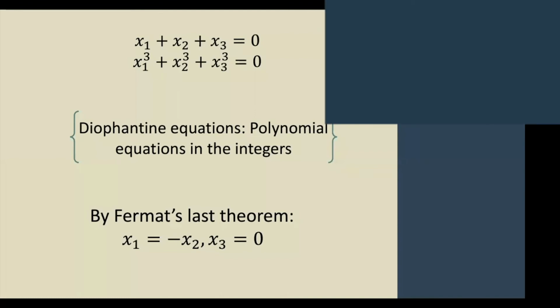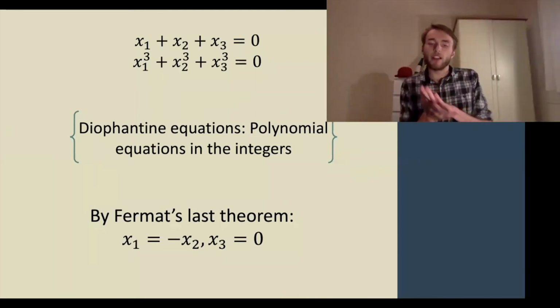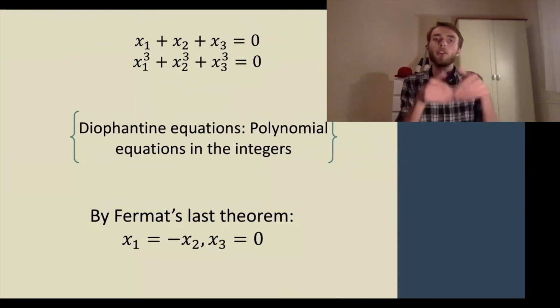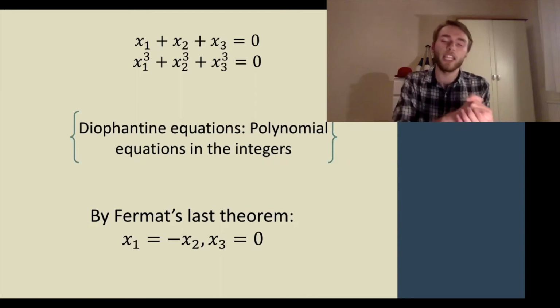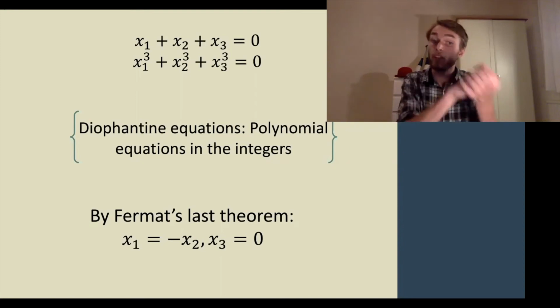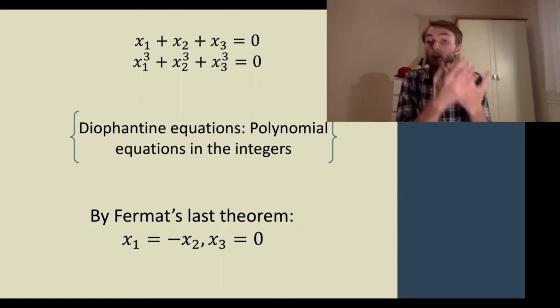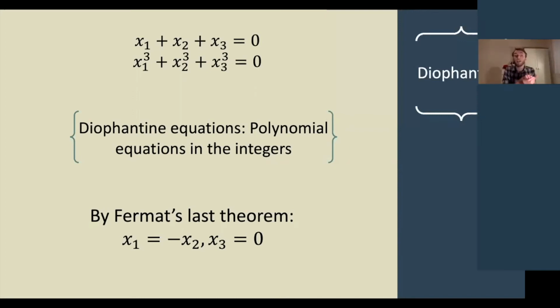Right, but we started with physics. We started with a gauge theory, and we set the condition that our theory had to be free of anomalies. Then we got these equations, which were polynomial equations in the integers, what are called Diophantine equations. And then we showed using Fermat's last theorem that one of the charges had to be 0.